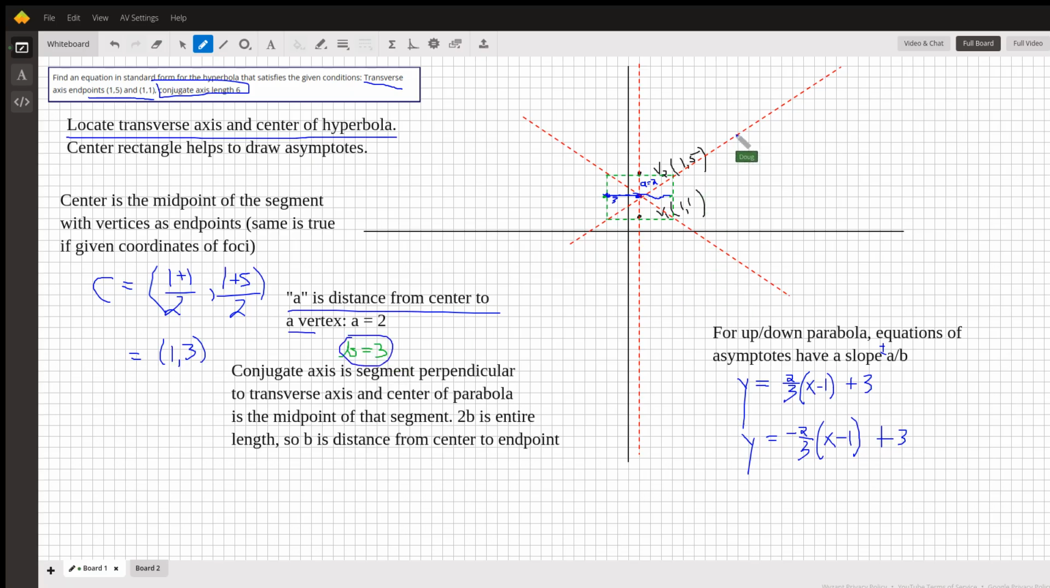Okay. And sketching that little green center rectangle, and then the asymptotes passing through the center and the corners of that rectangle helps you sketch the hyperbola. So again, it passes through the vertex, and then as x gets bigger and bigger, the y values get closer and closer to that asymptote. And here's the other side of that branch. Not a very good sketch. And here's the other branch.